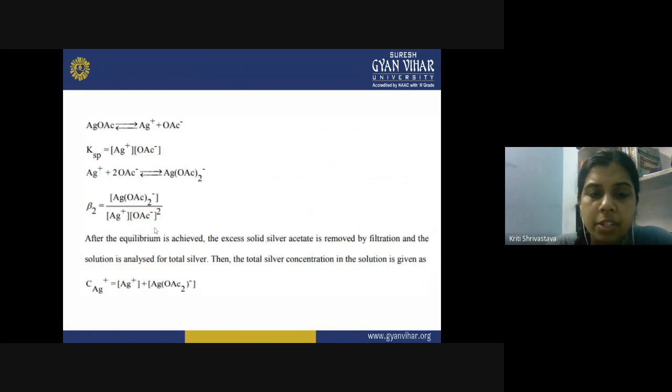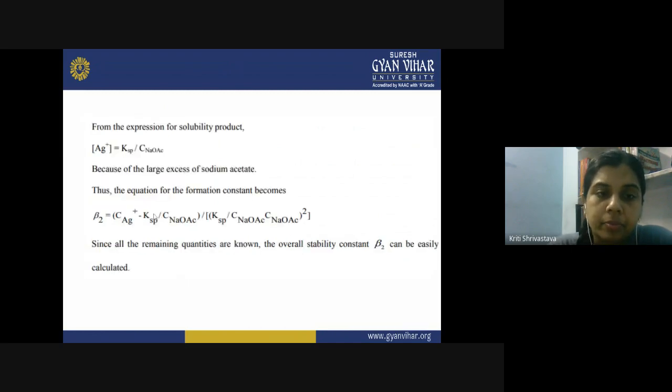So what was our equation? This was the equation of the stability constant, right? You have to write the concentration of the complex, the concentration of the silver ion and the OAc ion. So you will replace all the values here, and finally you will get an expression for beta 2, that is the overall stability constant for the complex.